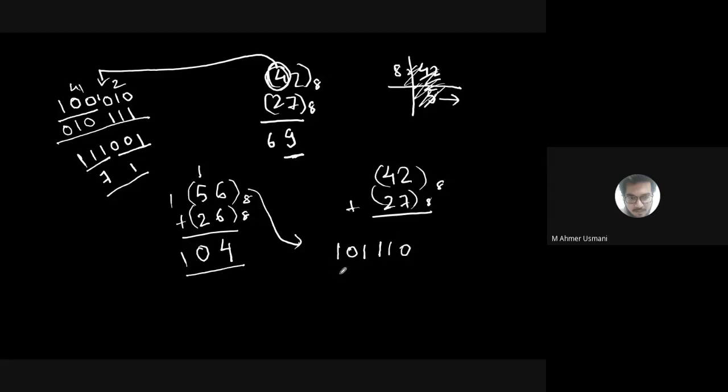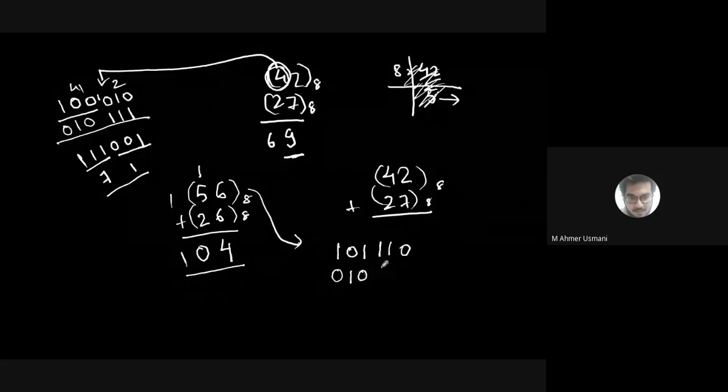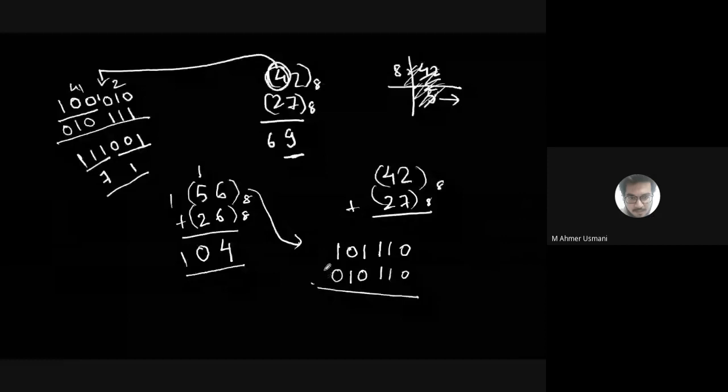26 को अगर आपको लिखना है तो आप कैसे लिखोगे? 2 कैसे लिखोगे? 010. Again 6 is nothing but 110. Try to add it and check whether it is coming as 104.